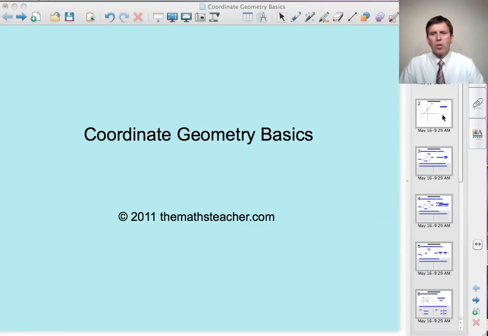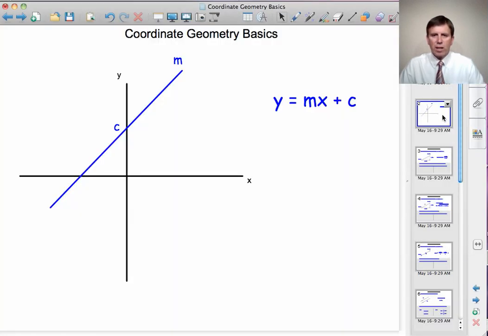Now then, let's move on and look at the general definition of the straight line. Y equals mx plus c. Mathematicians use the letter m to denote gradient. So y equals mx plus c is a straight line, gradient m, and passing through c on the y-axis.